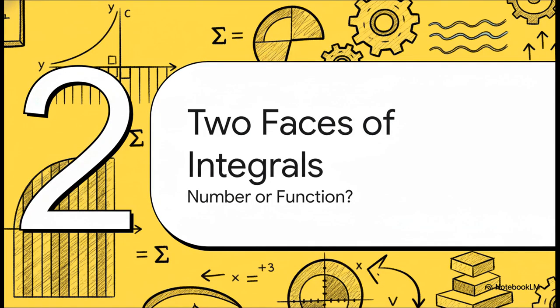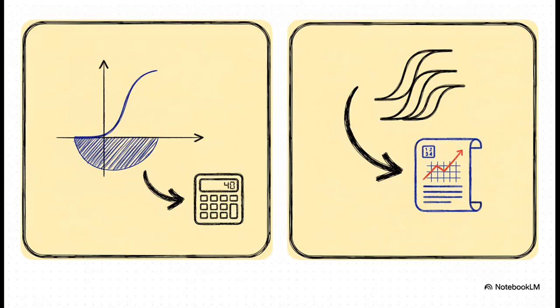Okay, so now things get interesting. This one idea, the integral, actually plays two very different but equally important roles. You could say it's got a bit of a split personality. On one hand, you've got the definite integral. This is the direct answer to our area problem. It spits out a single concrete number, like the total area is exactly 40.